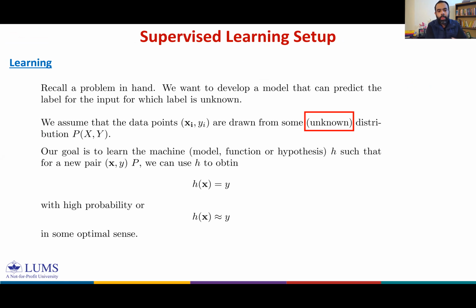So given a hypothesis function, we want to find a hypothesis function so that we can learn this distribution P of x, y between x and y. We assume that the data points we have are drawn from some unknown distribution P of x, y, and we want to learn this distribution from the data points, right? And to quantify the loss between what is determined by our hypothesis function and what the actual value is, we introduce some loss functions, right?